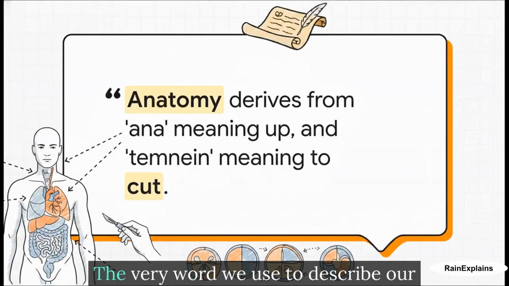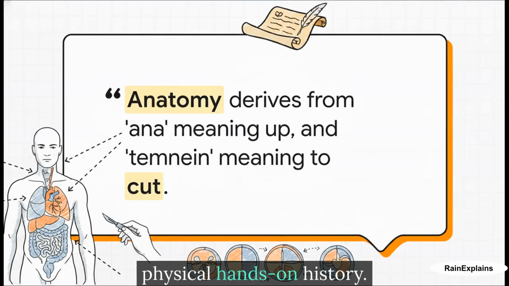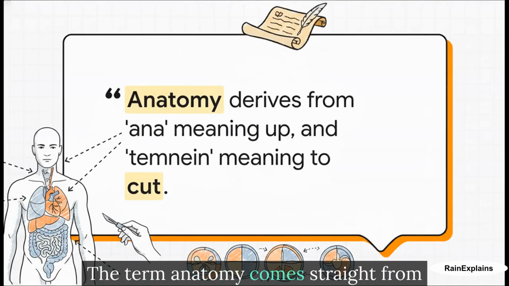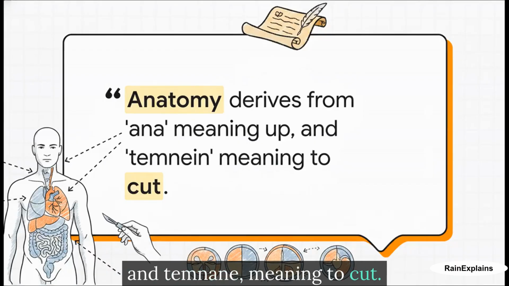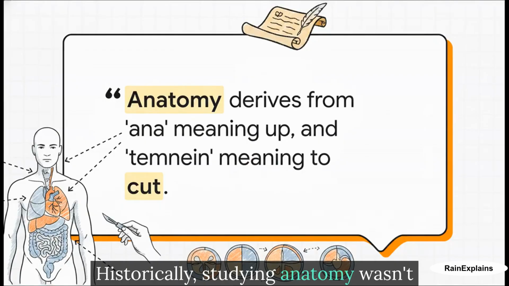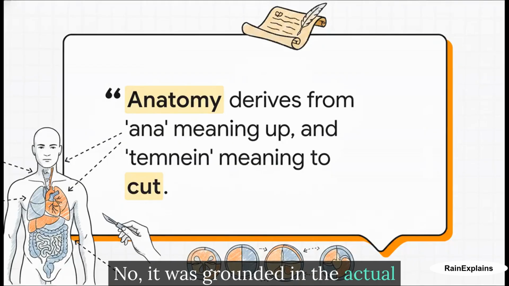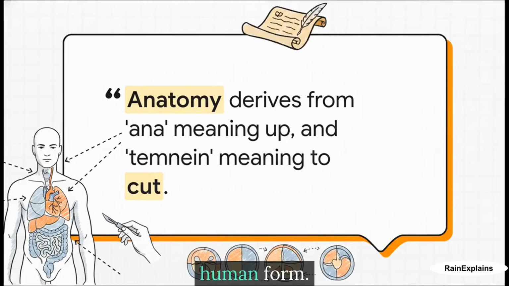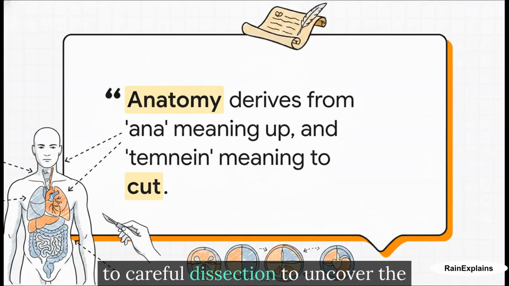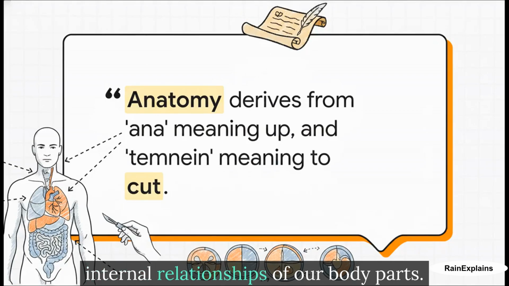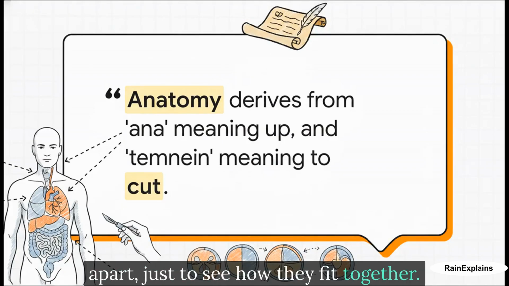Okay, let's dive into this. The very word we use to describe our body's structure actually has a highly physical, hands-on history. The term anatomy comes straight from ancient Greek roots, ana meaning up, and temnein meaning to cut. Historically, studying anatomy wasn't done through high-tech imaging or fancy virtual models. No, it was grounded in the actual cutting apart, or dissection, of the human form. Early physicians observed external wounds, and eventually that progressed to careful dissection to uncover the internal relationships of our body parts. It literally started with taking things apart just to see how they fit together.